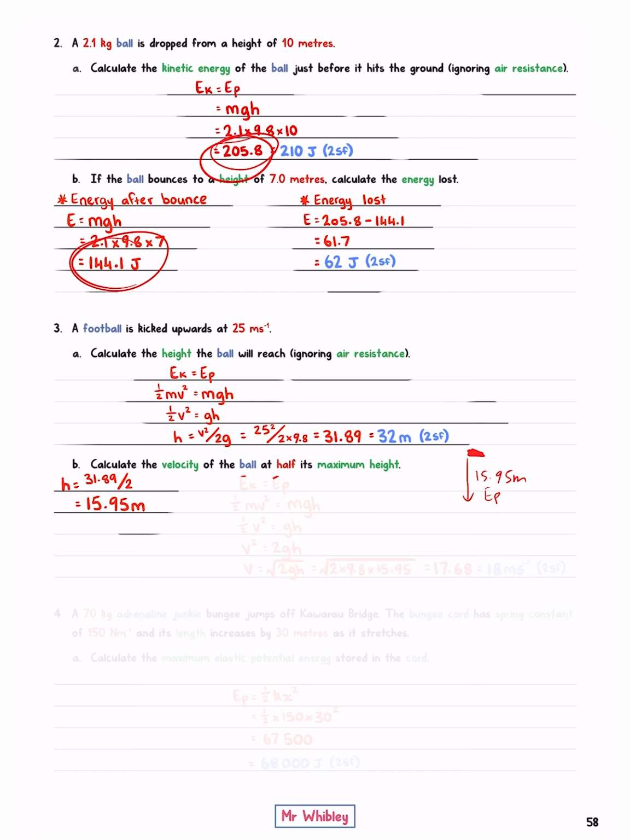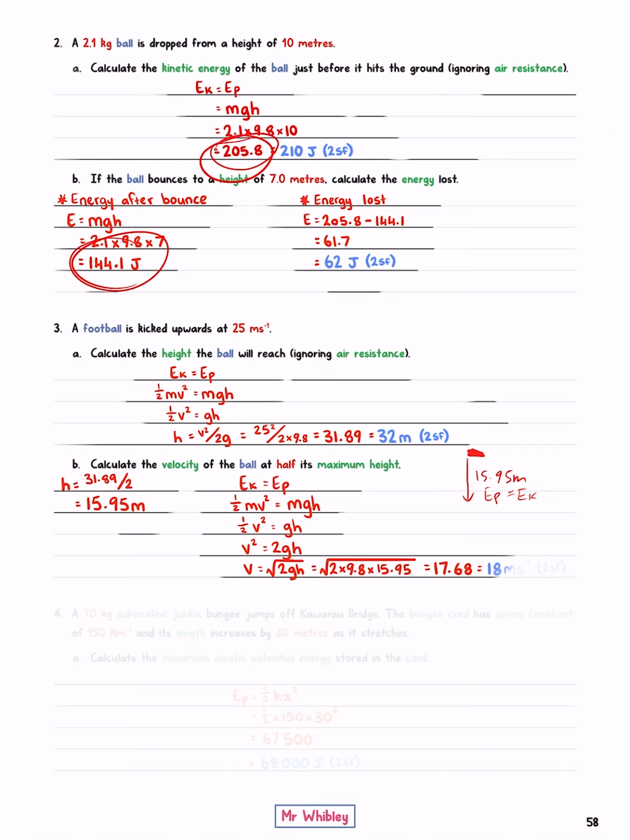This gravitational potential energy is going to be converted into our kinetic energy, which, using this equation, and once again substituting in the equations for each, we can divide out the mass and then solve for the velocity. To do so, we first double both sides and then square root both sides. Putting our numbers in gives me 17.68 or 18 meters per second to two significant figures.